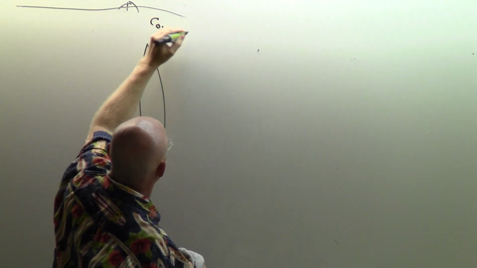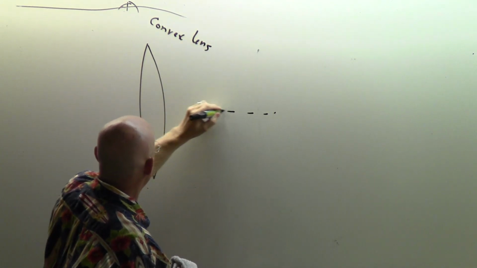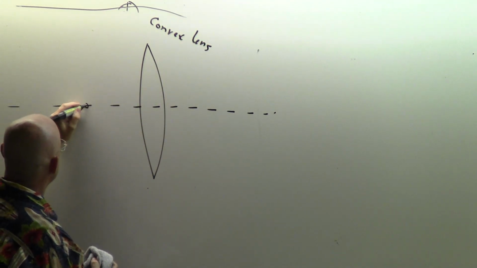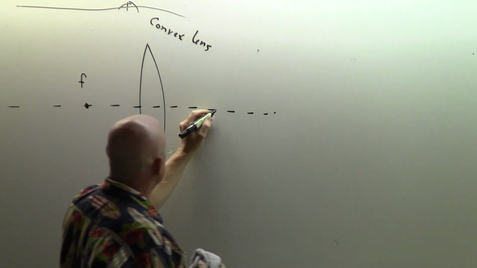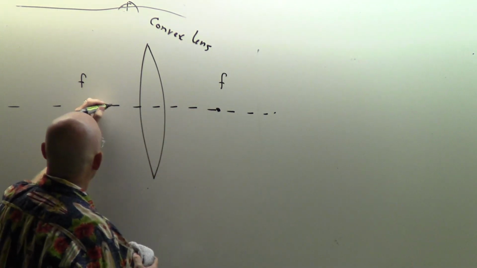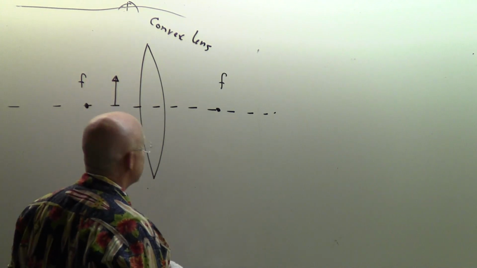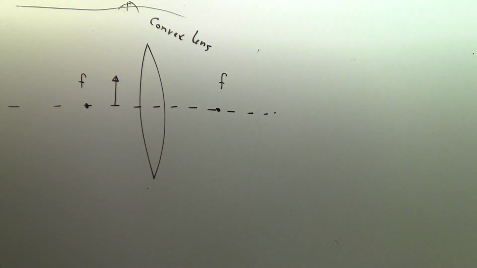I'll take my markers and move down to here. Let me come over here and say, all right, what if I had something that looked like the following? Here is my convex lens. Here is the optical axis. Here is focal length on one side and focal length on the other. Let me put my object at some point that is closer than the focal length.